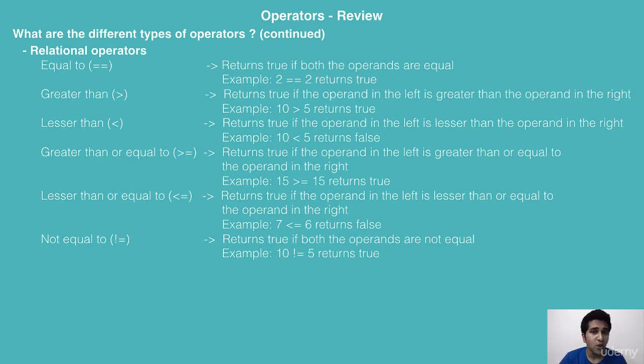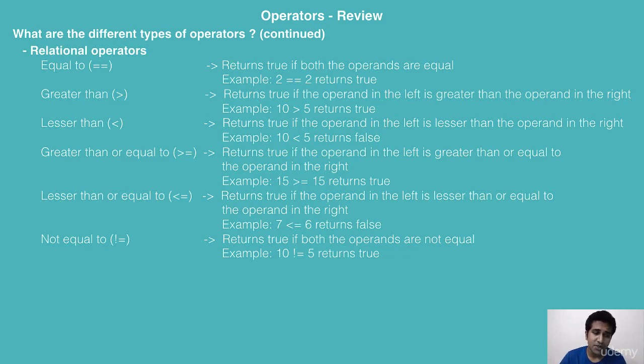And then we check the next relational operator, which is the greater than operator. So in this, what you do is you check whether one operand in the left hand side is greater than the operand in the right hand side. Then what we saw was the lesser than operator, in which we check if the operand at the left hand side is less than the operand at the right hand side. In case it is less, it returns true. In this case, 10 is not less than 5, because of which it returns the value false.